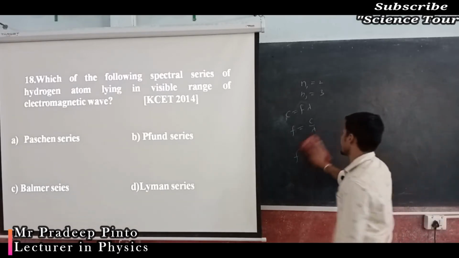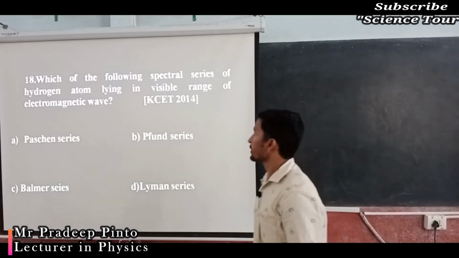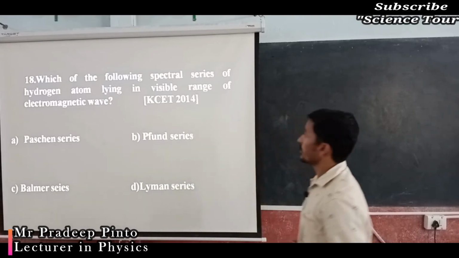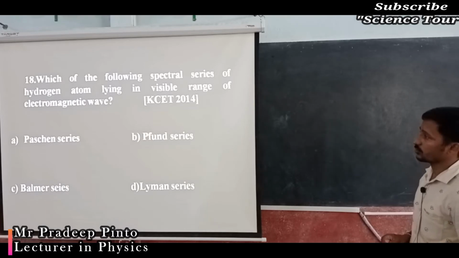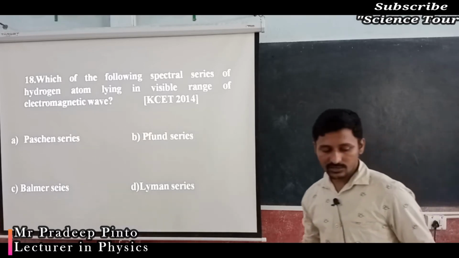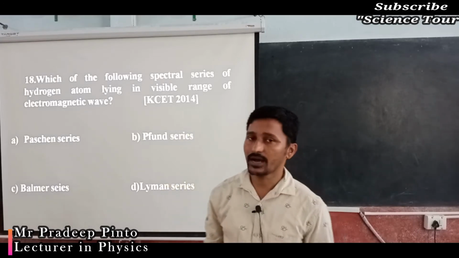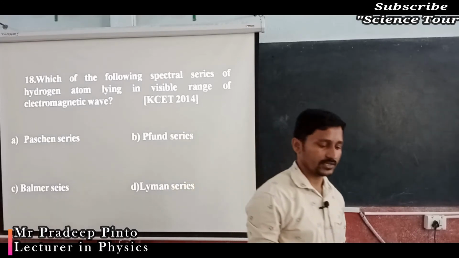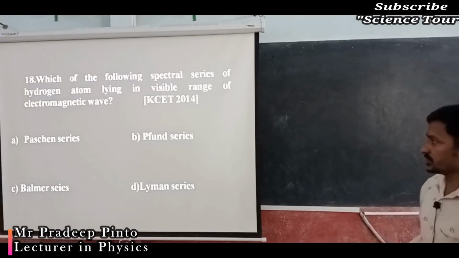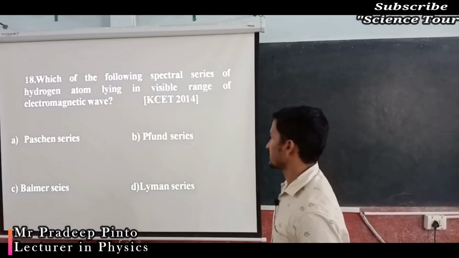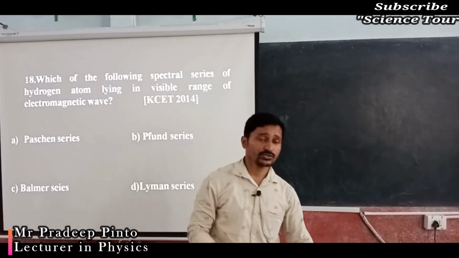Now it says, which of the following spectral series of hydrogen atom lies in the visible range of electromagnetic waves? There are a number of hydrogen spectral series: Lyman, Balmer, Paschen, Brackett and Pfund series. Which one lies in the visible region? That is nothing but the Balmer series. Again, this question came in the 2014 CET.